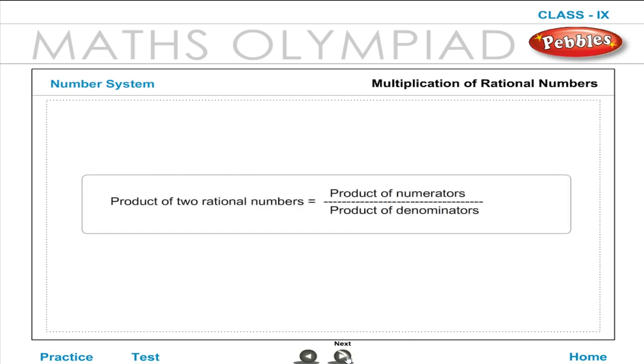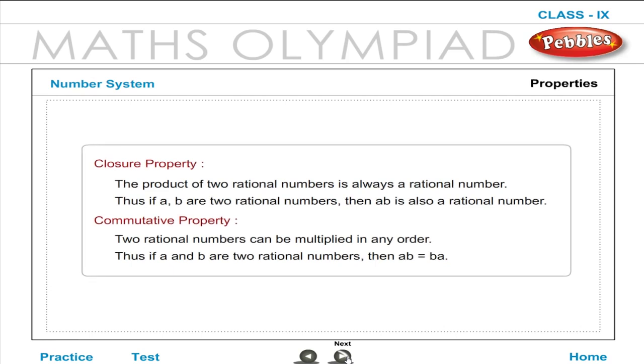Multiplication of rational numbers. The product of two rational numbers is equal to the product of numerators divided by the product of denominators. Properties. Closure property: the product of two rational numbers is always a rational number. Thus, if a and b are two rational numbers, then ab is also a rational number. Commutative property: two rational numbers can be multiplied in any order.